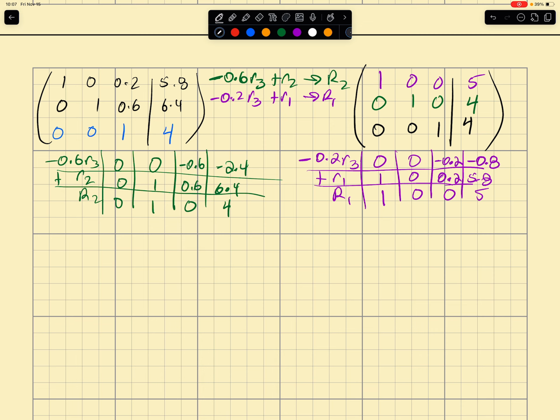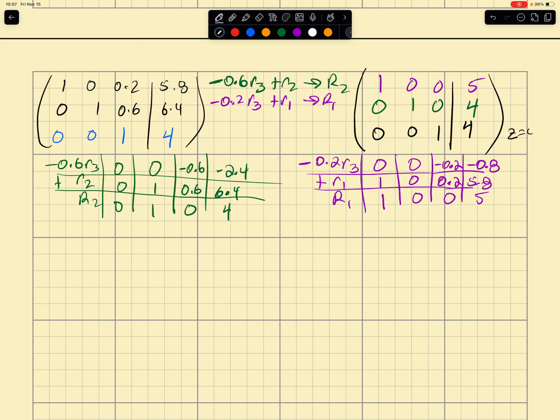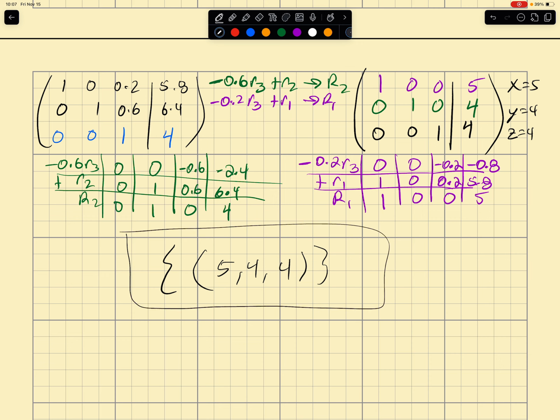Okay, so this gives us z equals 4, y equals 4, and x equals 5. So then our solution would be the ordered triplet 5, 4, 4. Okay. All right, and then you can go back and plug 5, 4, 4 into all three of the equations, and that will satisfy them.